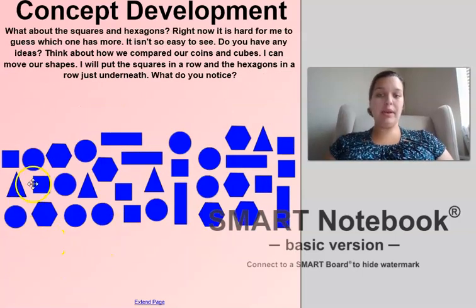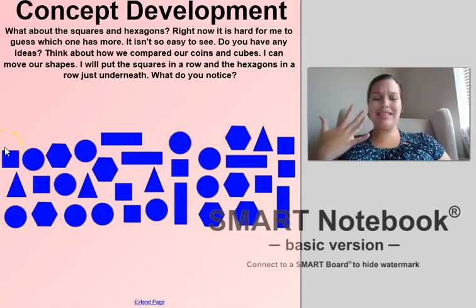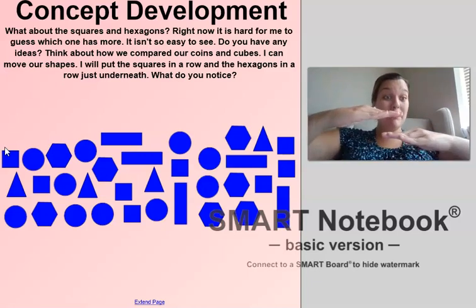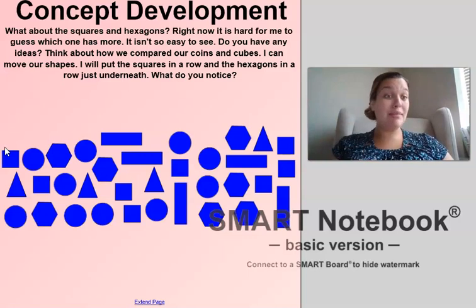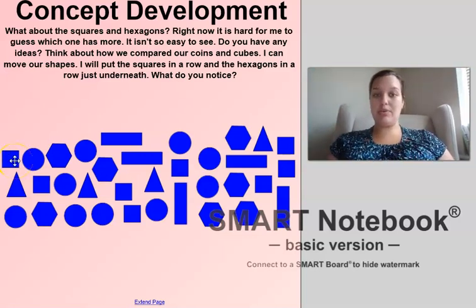Now we're going to go on to our squares and hexagons. So right now it's not too easy to see if there's more squares or hexagons. So how could we move our shapes around the board? We could line them up, or we could do what we did with the pennies and the cubes. We could put our squares down and then put our hexagons over them, or put our hexagons down and then put our squares over them. So let's pull out our squares first. I'm going to put our squares on the top row.